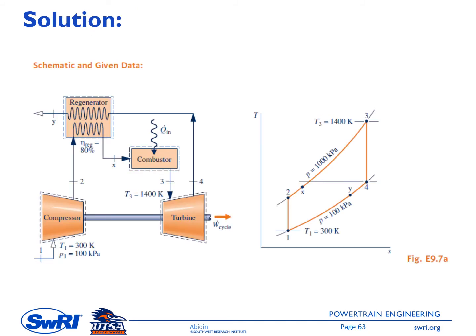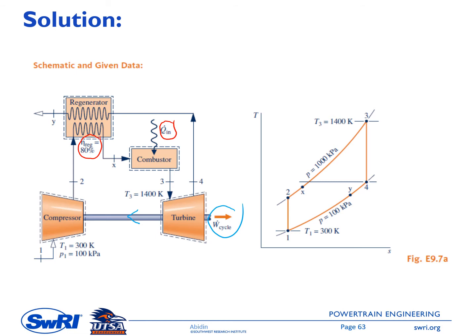This is the schematic of the system. On the left side we have a compressor and then a regenerator, which has an effectiveness of 80% here. And then we have the combustor. We have a Q in here to change the state from X to 3. And then the turbine will do an expansion process. Some of this power will be needed to drive the compressor. The rest will be used for other purposes.